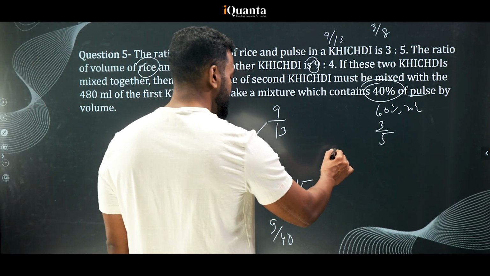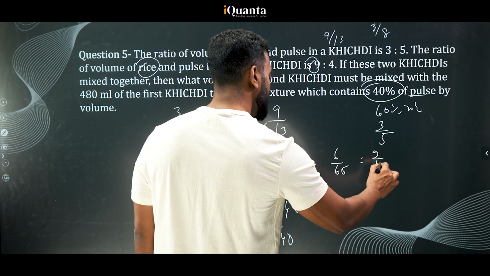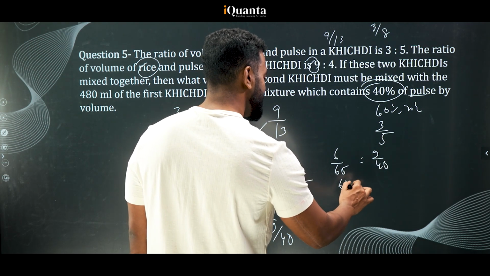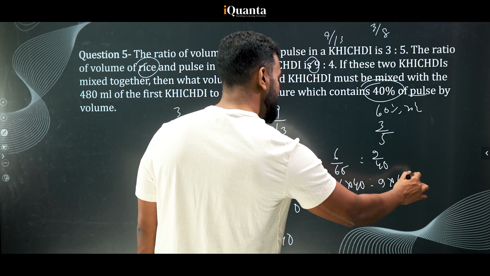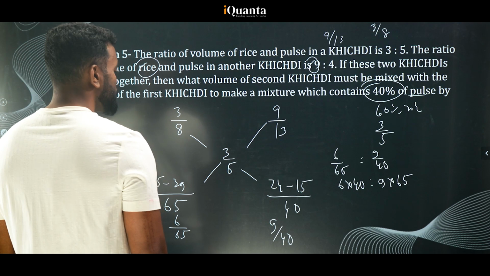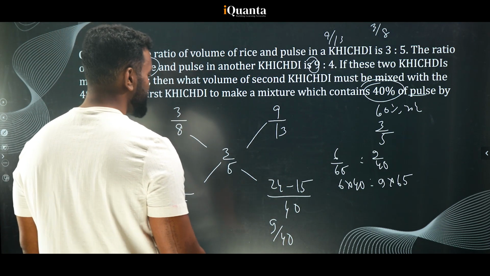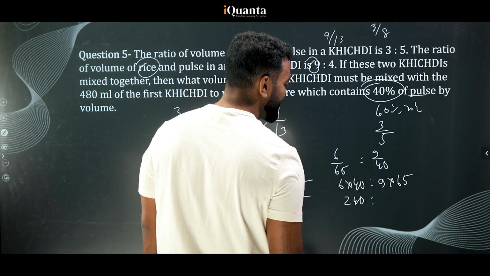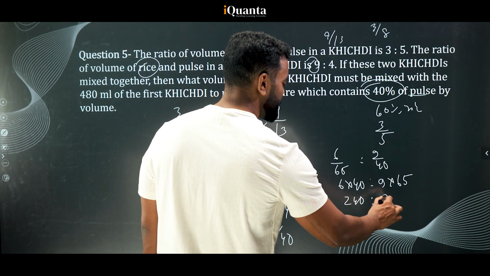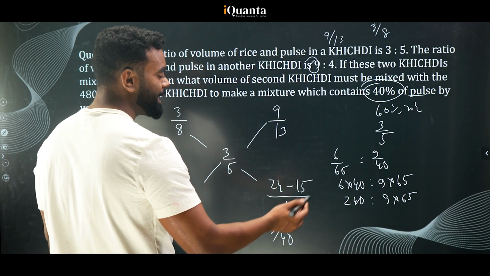So the ratio is 6/65 to 9/40. So if you do it, it's like 6 into 40 is to 9 into 65. Okay? So now I can say, the first quantity is 240, and then the second khichdi is 9 into 65. Okay, not bad. So this is 240, then it is 9 into 65.